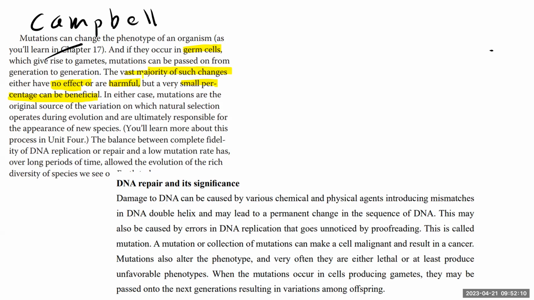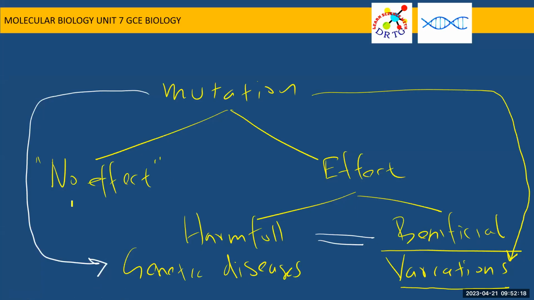Anyway, if we just try to take the summary, it could be no effect, it could be harmful effect, it could be beneficial effect. Now, as I mentioned, no effect, harmful effect, beneficial effect. Now, I further mentioned what is beneficial, variation; harmful, genetic disease; no effect. You can learn when we are learning the genetic code. Okay.